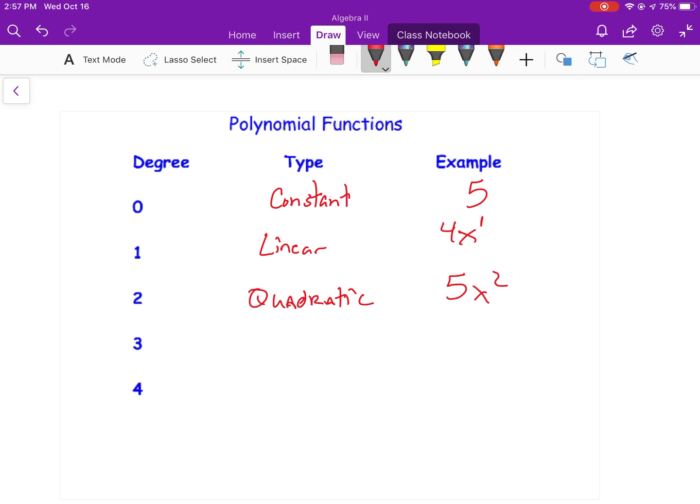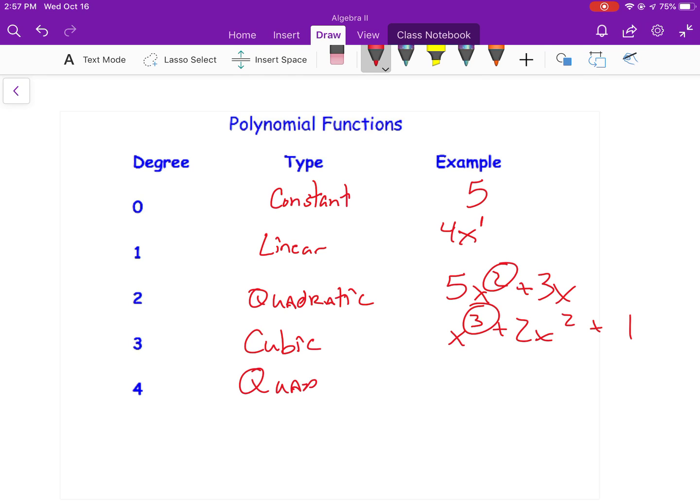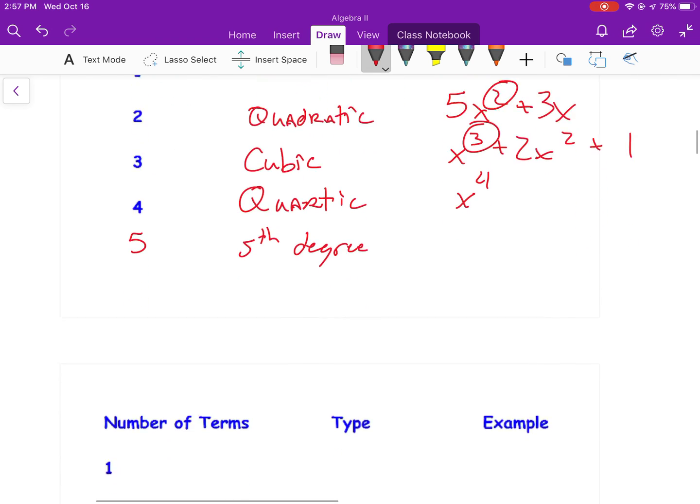So 5x squared plus 3x. That's the highest power, so that's the degree I go off of. Cubic for the third power, so x to the third plus 2x squared plus 1. Again, go with the highest exponent. And the last one that's really of note is going to be a quartic. That's to the fourth power, so x to the fourth. If it's 5, we'll just go, it's a 5th degree. If it's 6, 6th degree, 7, 7th degree, and so forth.